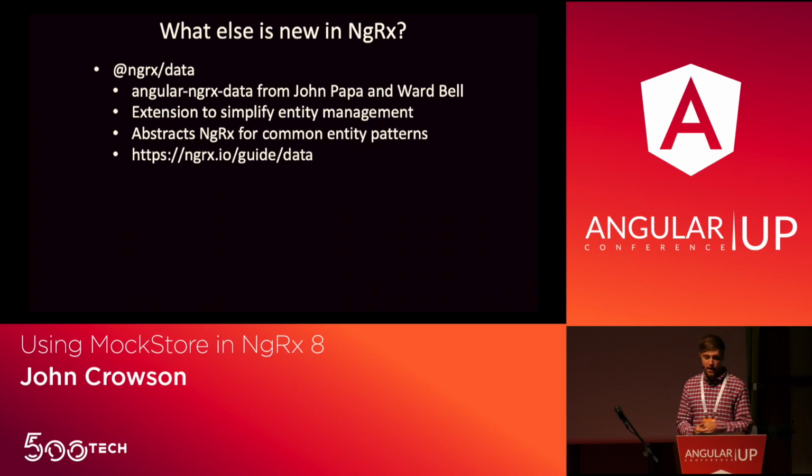And then finally, we have NgRx data, which is a new first-party library for NgRx. It was originally an open source library called Angular NgRx data, built from John Papa and Ward Bell. And it's basically just an extension on top of NgRx to simplify our entity management. And it just abstracts some of the common NgRx entity patterns that we see if you use the NgRx entity library. And hop over to ngrx.io. They have a great guide on NgRx data.